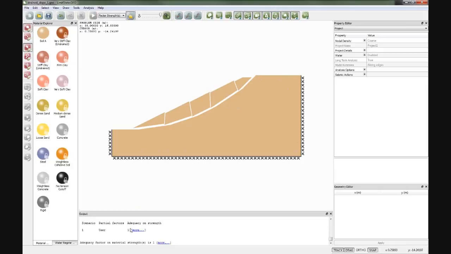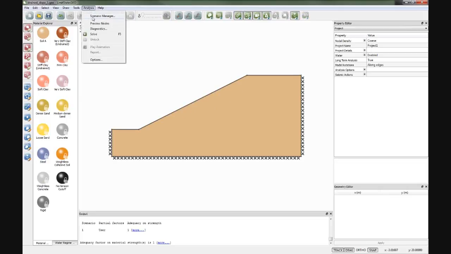So what we get here is effectively the extra capacity in the soil over and above what has been reduced by the partial factors. So as long as this number is bigger than 1 and we've applied factors previously, then the system is stable.